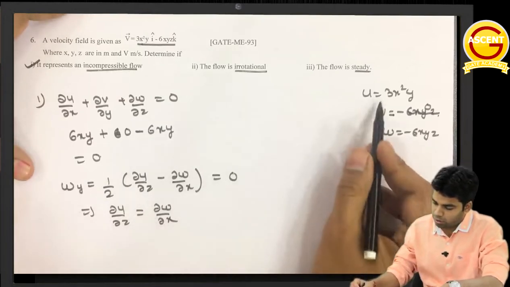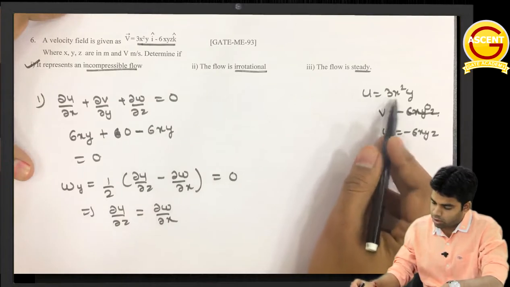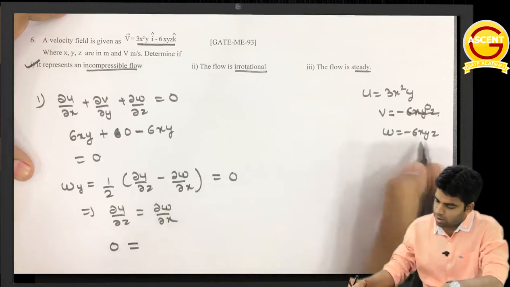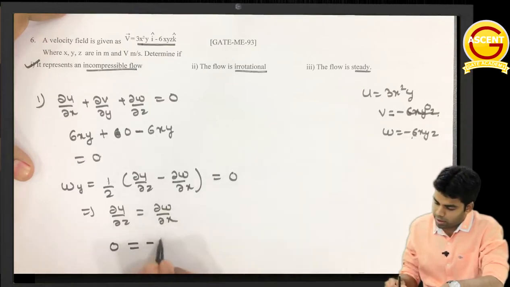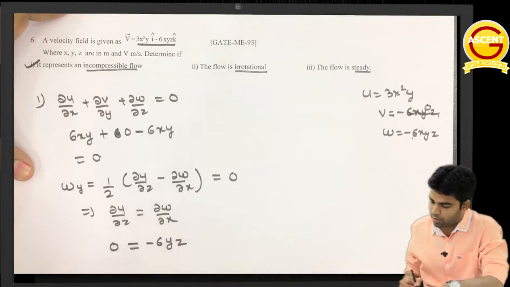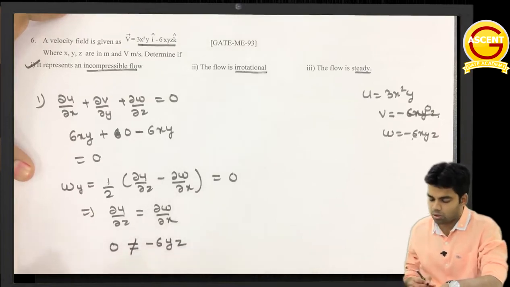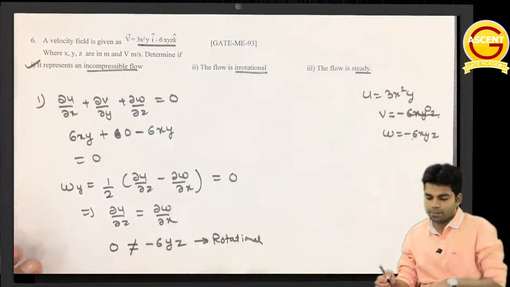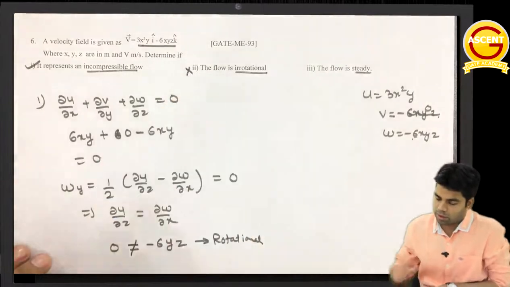Now here del u by del z is 0, and del w by del x is minus 6yz. And this is not equal to 0. That means this is a rotational flow, not an irrotational flow. Getting this? So this flow is not an irrotational flow.